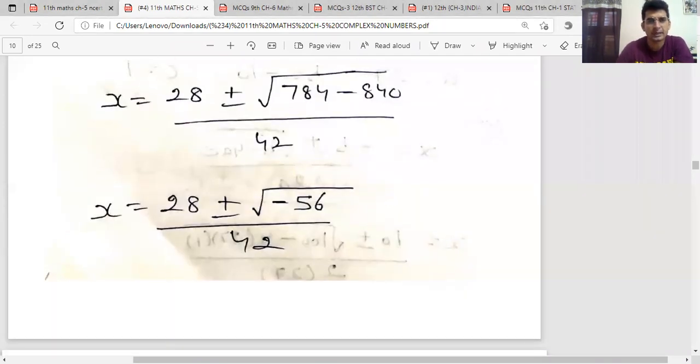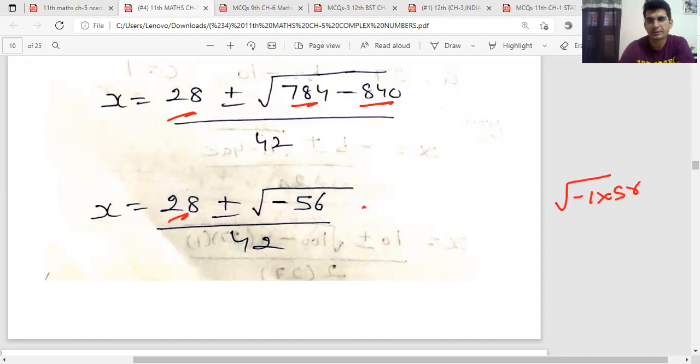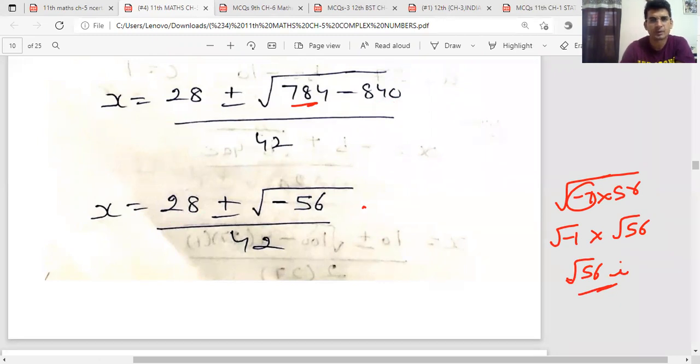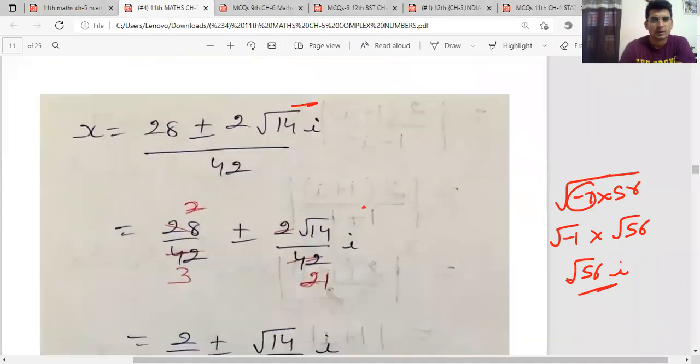x is equal to 28 plus minus root of 784 minus 840, that is minus 56. And it can be written as minus 1 into 56. Root of minus 1 into root 56, and root minus 1 means iota, that is root 56 iota upon 42. So finally, what we will have: x will be equal to 28 plus minus. Now 56.